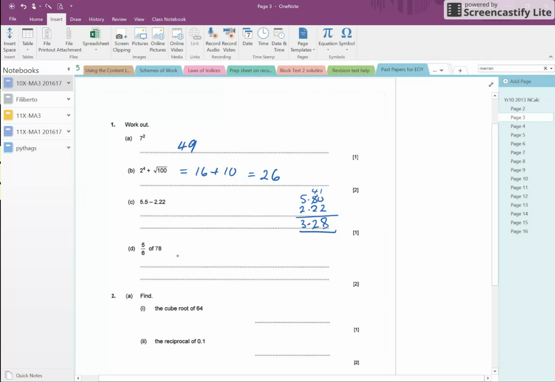5/6 of 78. Well, 5/6 of 78 is 5/6 times 78. And now we can see that 6 goes into 78. So 6 into 78. 6 into 7 goes 1. 1 remaining. 6 into 18 goes 3. So that's 13. So we're left with 13 times 5. And 13 times 5. 5 3s are 15, 5 carry 1, 5 1s are 5, plus the 1 is 6, is 65.